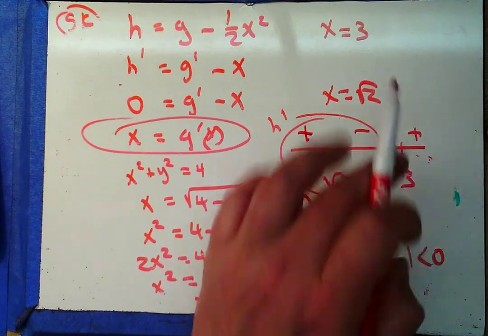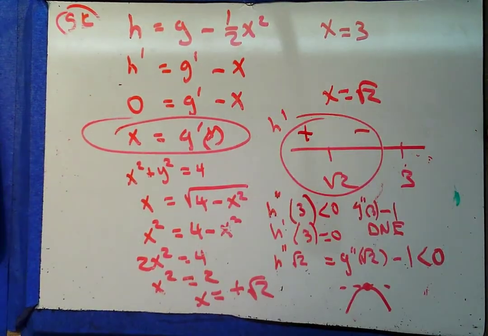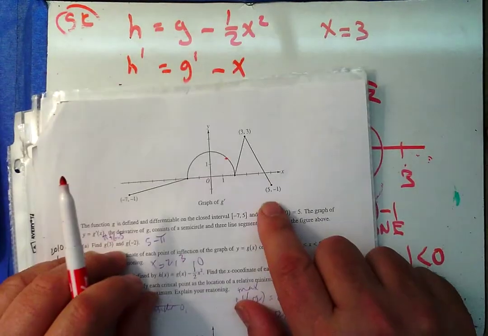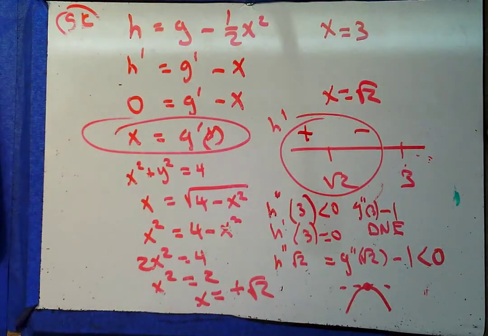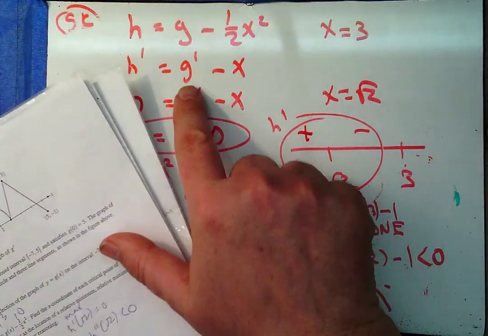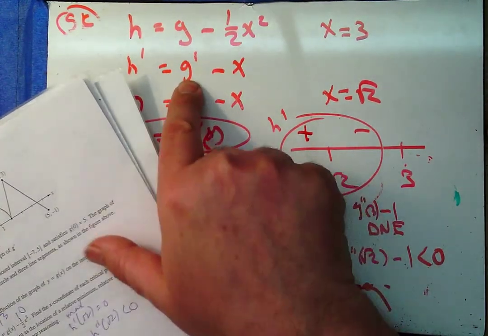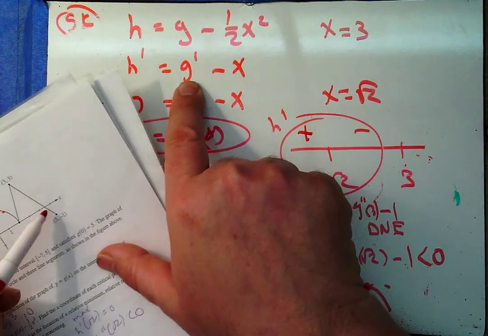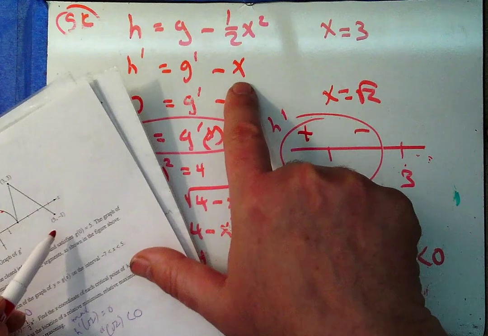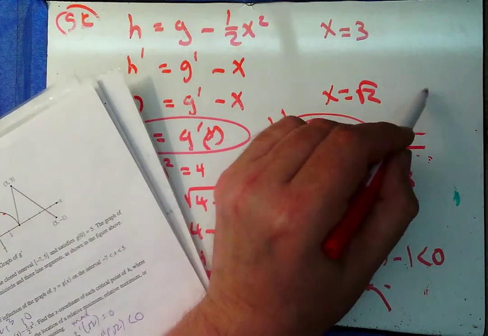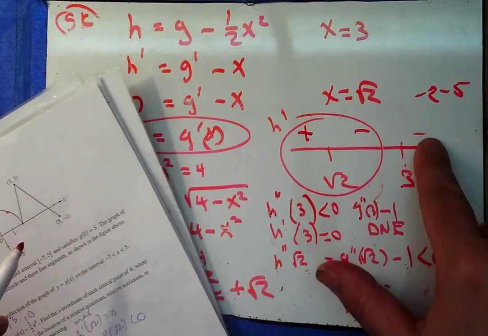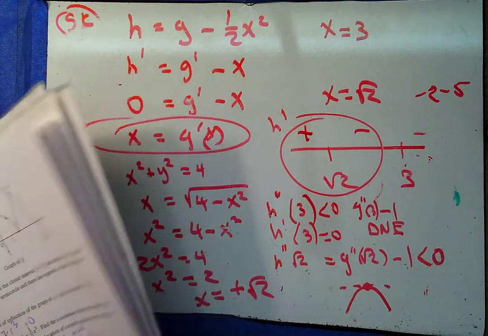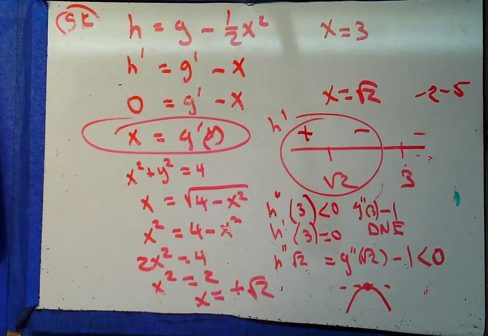Let's go back here and look to the right of 3 for a second. To the right of 3. So, for example, 5. If I plug in a 5, plugging in a 5, h prime means I need g prime of 5. The slope here is negative 2 minus 5. That's still negative. Negative 2 minus 5 is negative 7. So I get a negative here as well. So I don't have a sign change here. Therefore, I have neither a min nor a max.